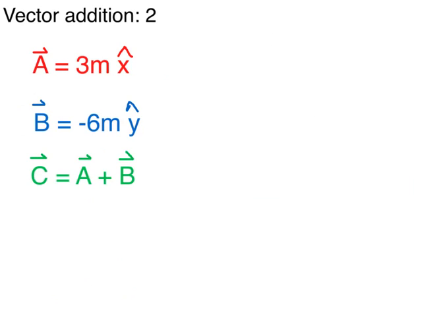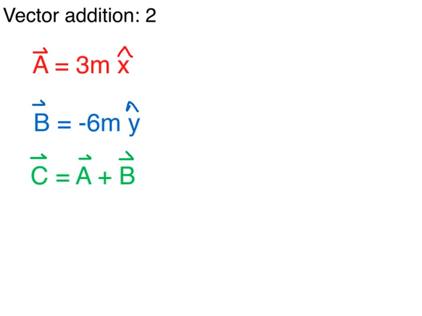Once again, we have two vectors, A and B, the sum of which we will call C. Only this time, the vector A is 3 meters x hat, and the vector B is minus 6 meters y hat. I would suggest you pause the video and try to figure this out for yourself for a second.